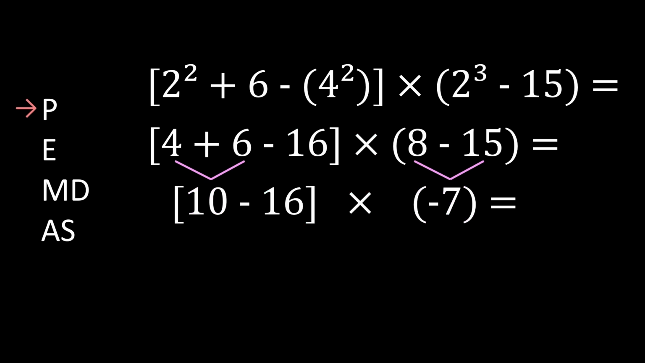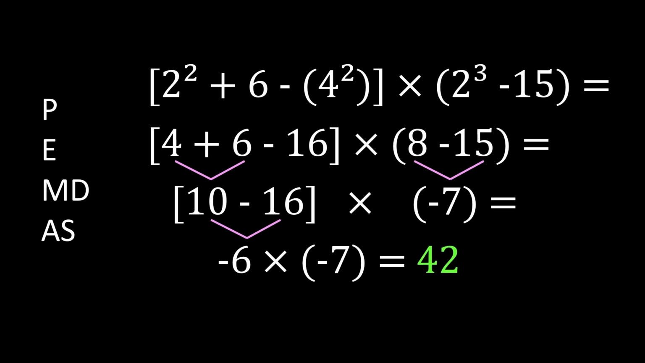Now I still have steps inside the brackets remaining. I have 10 minus 16. That's what I'll need to do next. 10 minus 16 is negative 6, and I'll bring the rest of the problem straight down. So now my final step is negative 6 times negative 7. A negative times a negative is a positive. Negative 6 times negative 7 is 42.